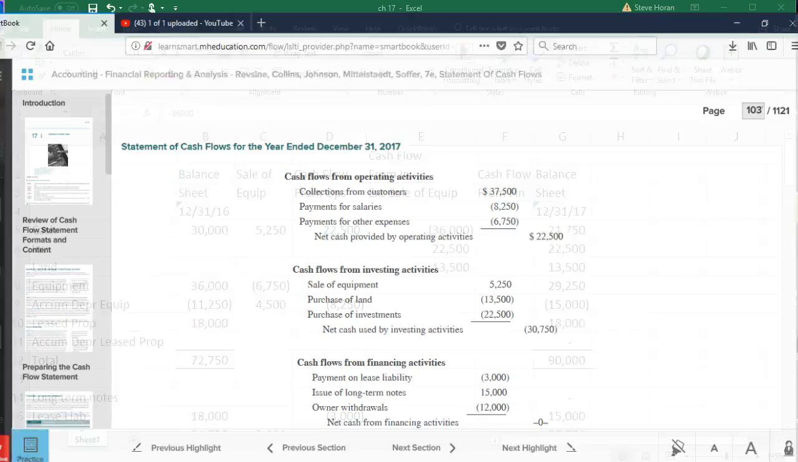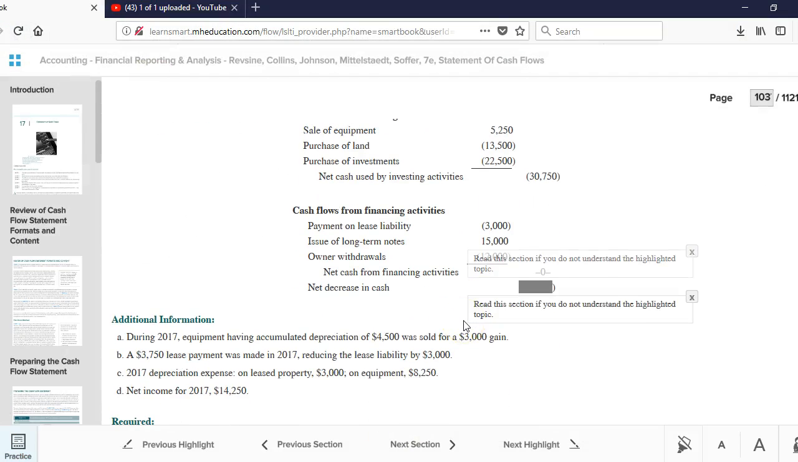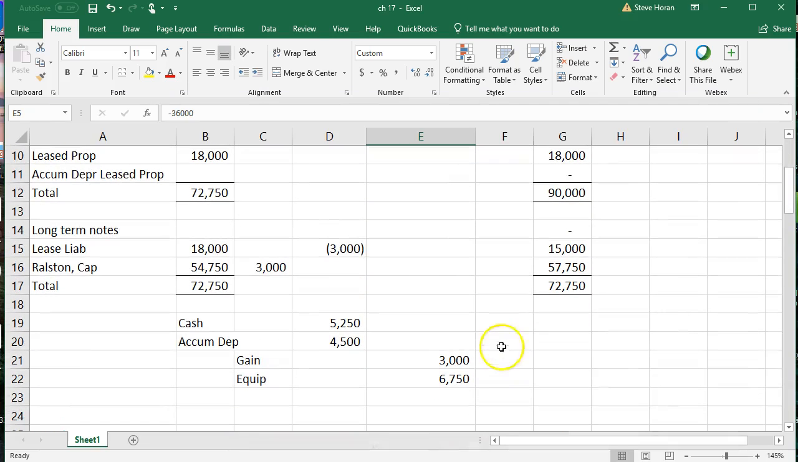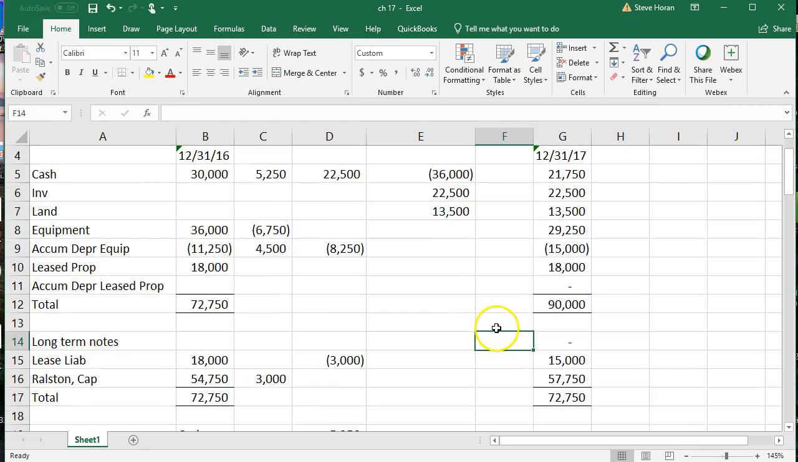Well, then I look at my cash flows from financing, and I go down here and take a look. And the good news is, here's my financing. It's this issue of long-term notes and the payment of a lease liability, and then the owner withdrawal, and nothing else. So these three are pretty straightforward, thankfully. I can just take those three and drop them in down here. So I've got my long-term note right here that we took out. This is my column right here for financing.